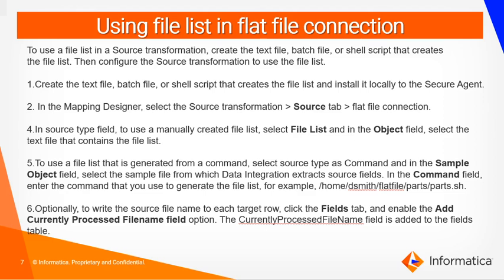Note that in the previous case where we are creating the file list manually, the first file present in the file list would be used to extract the source fields. You also have the option to write the source file name to each target row. To do this, click the Fields tab and enable the Add Currently Processed File Name field option. The currently processed file name field will be added to the Fields tab.